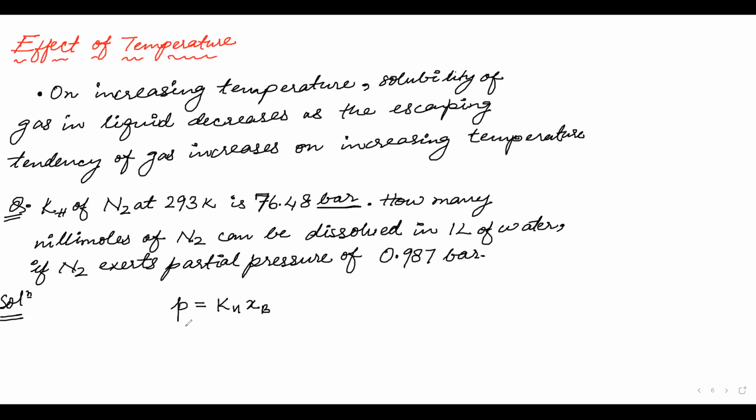Yes, sir. Right. Now from this, you have the partial pressure, you have the Henry's constant. You can easily find out the mole fraction. Then from mole fraction, you have to find the number of moles or millimoles. Moles and millimoles are the same thing, the difference is 10 to the power minus 3 only, like we have gram and milligram, nothing else. Millimoles. Okay.